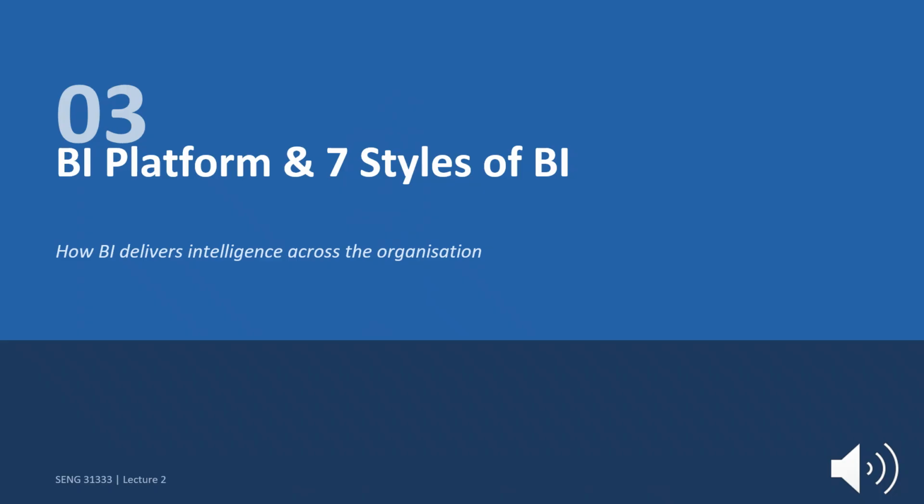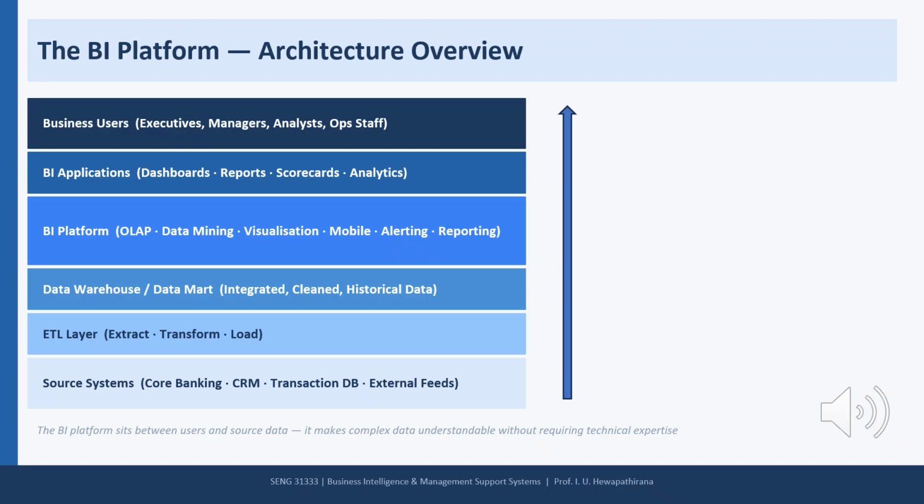We now move into Section 3, the BI platform and the 7 styles of business intelligence. This section is important because it helps you understand what is actually happening under the hood when an organization uses BI tools. This slide shows a layered architecture diagram of how a BI platform is structured. I want you to read this diagram from the bottom upwards because data flows from the bottom to the top.